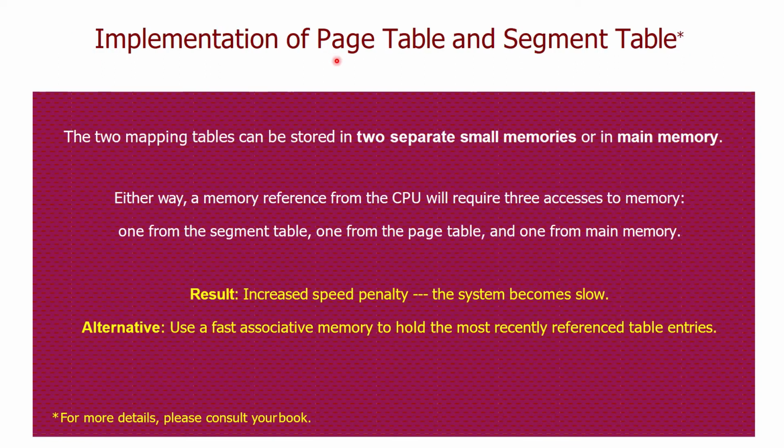Okay, so implementation of page table and segment table. The two mapping tables can be stored in separate small memories or in main memory. Either way, a memory reference from the CPU will require three accesses to memory: one from the segment table, one from the page table, and one from the main memory. So these three are responsible. But now the speed becomes slow because we have these three things to be done, and the alternative is using a fast associative memory to hold the most recently referenced table entries.